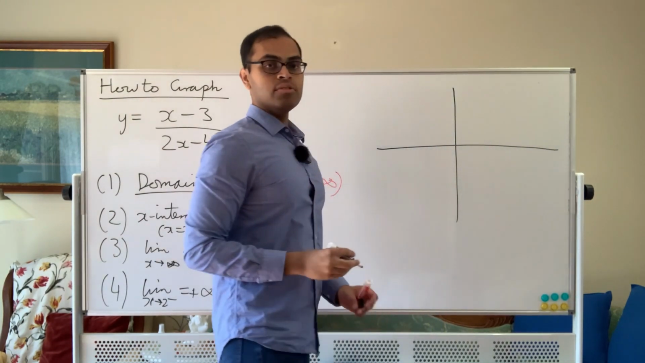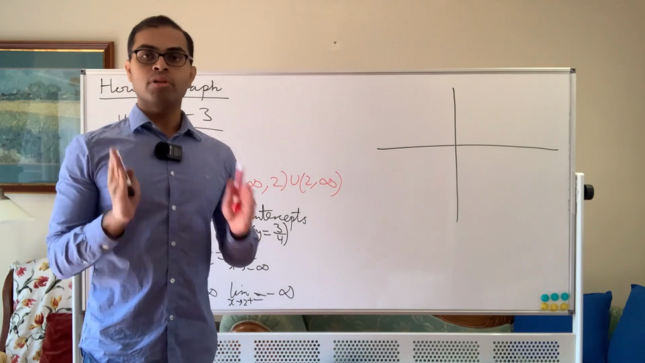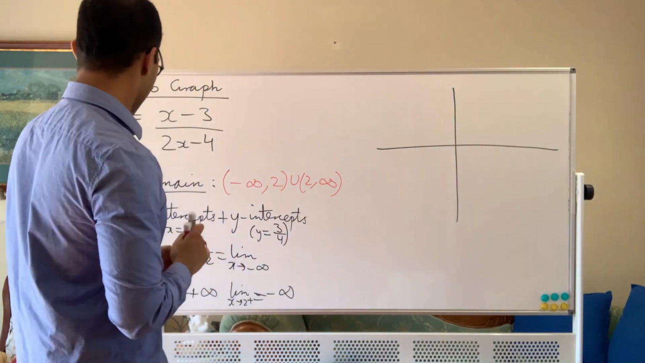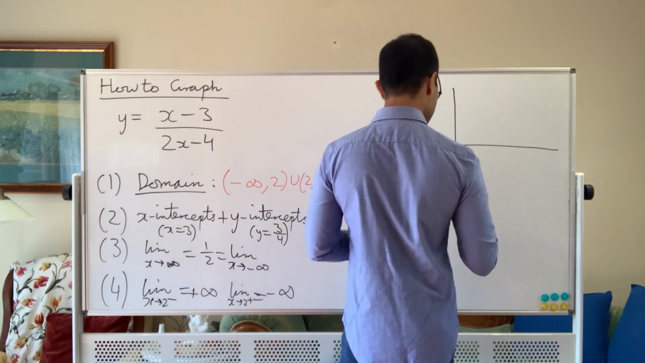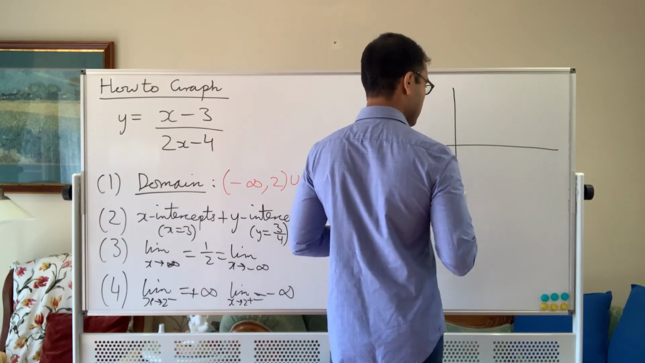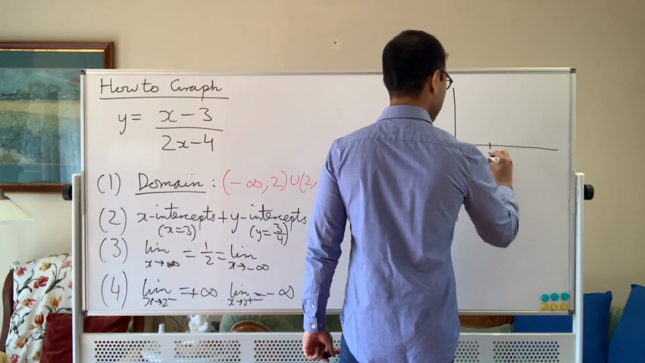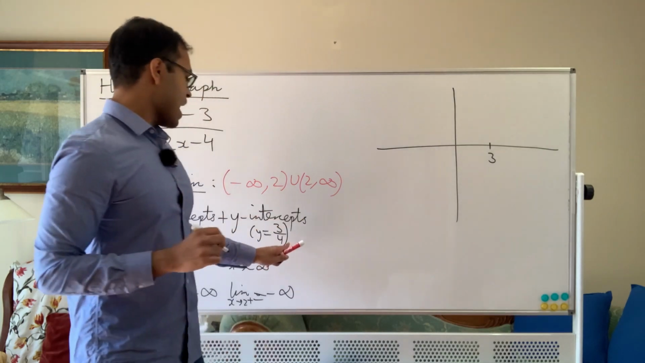So what we're going to do is plot, first of all, I like to plot the x and y intercepts. Okay, so the x-intercept is when x is 3. So you can write out that when x is 3, you get an x-intercept. So I'll put that here. Let's say this is 3. The y-intercept is going to be at 3/4.